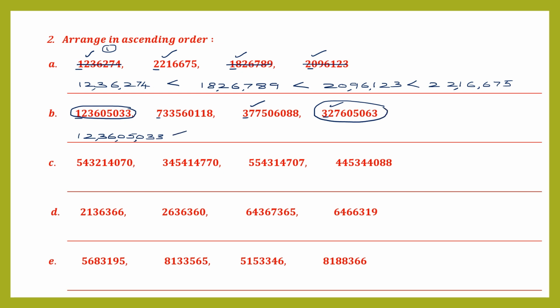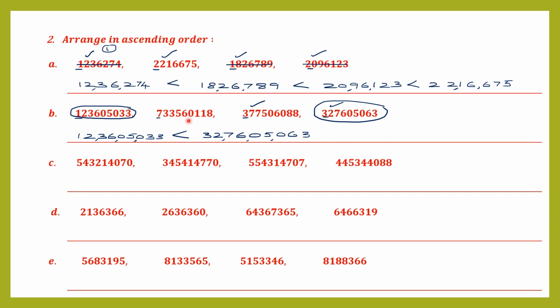So let's write that. So put the symbol. Next number is 327605063. Let's read it. Put your commas according to the Indian system and read: 32 crore 76 lakh 5063. So we finished this number also.